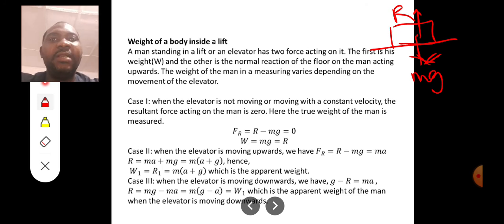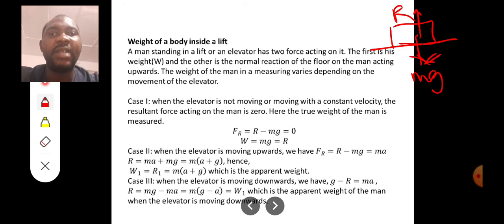So I start again. A man standing in a lift or an elevator has two forces acting on it. The first is his weight, and the other is the normal reaction of the floor on the man acting upwards. Weight always acts downward, but the normal reaction acts upwards. Now, the weight of the man varies depending on the movement of the elevator. When the elevator is moving either upward or downward, and the weight of the man is checked, it is not the same.